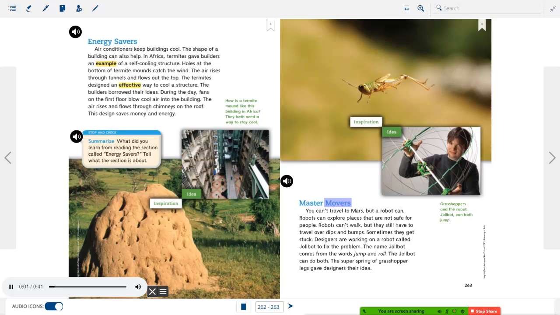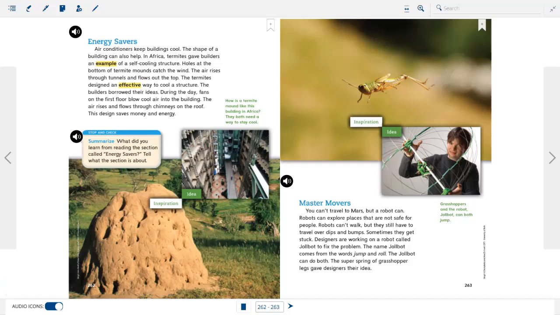Master movers. You can't travel to Mars, but a robot can. Robots can explore places that are not safe for people. Robots can't walk, but they still have to travel over dips and bumps. Sometimes they get stuck. Designers are working on a robot called JAWBot to fix the problem. The name JAWBot comes from the words jump and roll. The JAWBot can do both. The super spring of grasshopper legs gave designers their idea. Inspiration. Idea. Grasshoppers and the robot JAWBot can both jump.